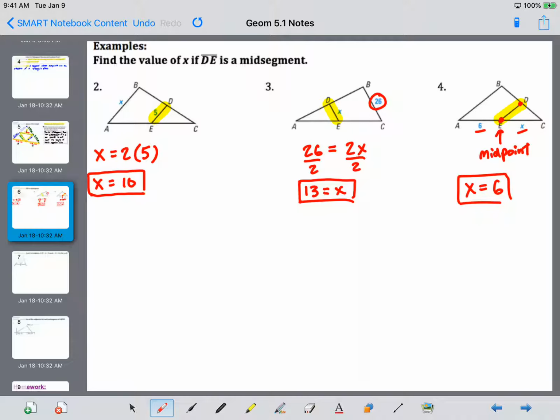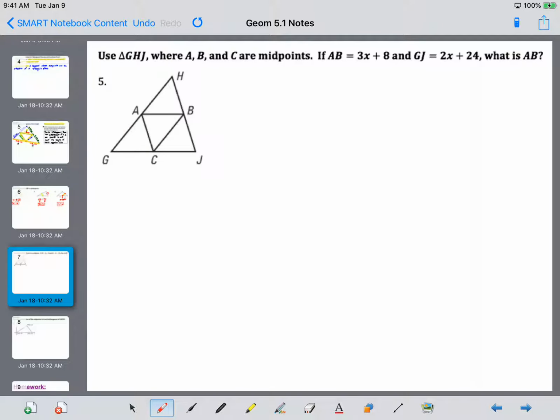Okay, now let's move on to an example that's a little tougher. It's going to involve a few more steps, but I think we can handle it. We are going to use triangle GHJ, where A, B, and C are midpoints. And then let's write this information in here. If AB equals 3x plus 8, so this length is 3x plus 8, and GJ, so GJ is this length here, they tell us that is 2x plus 24.